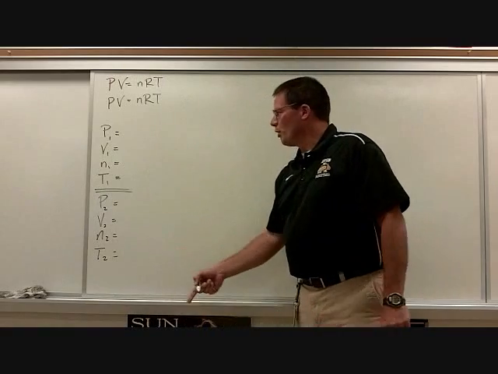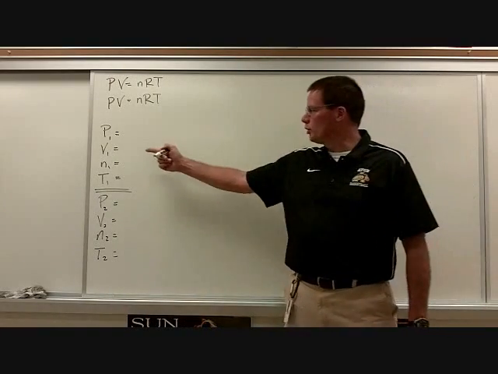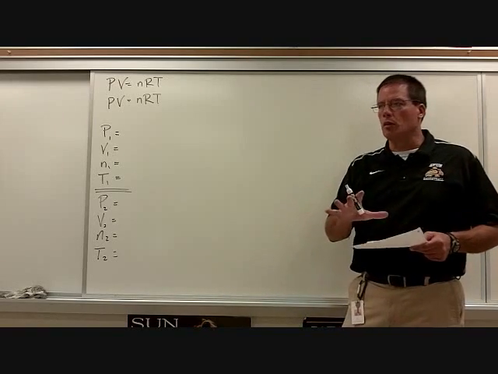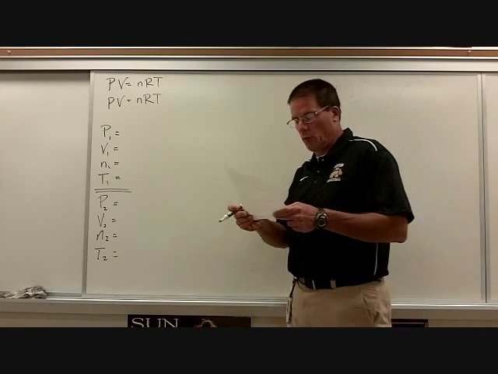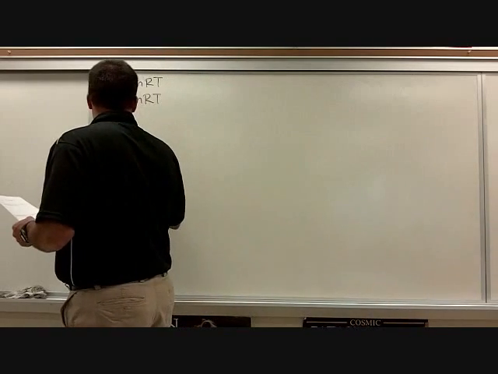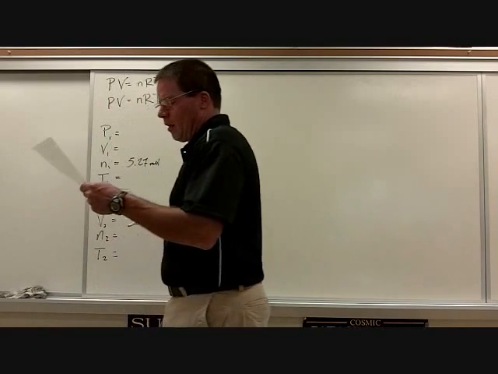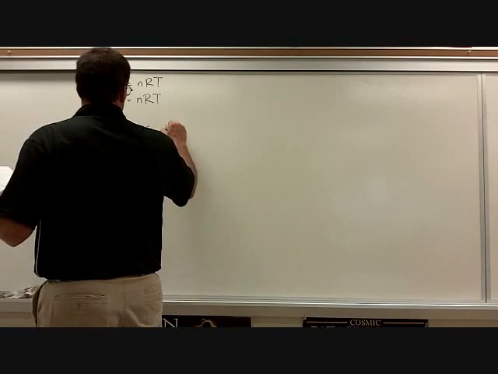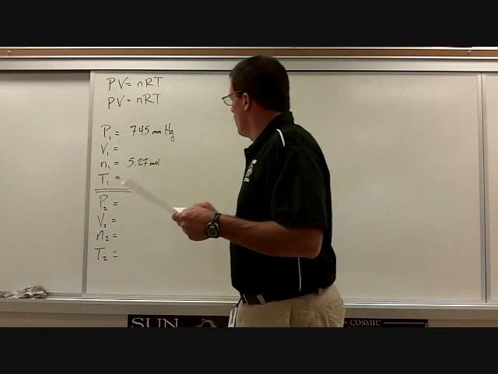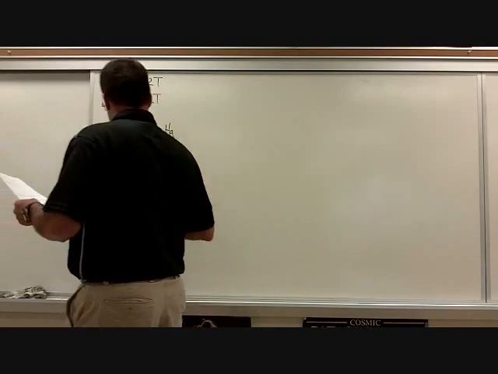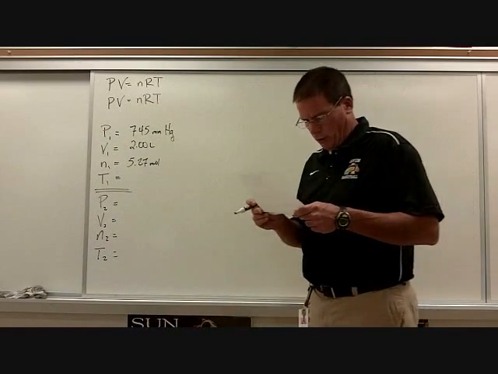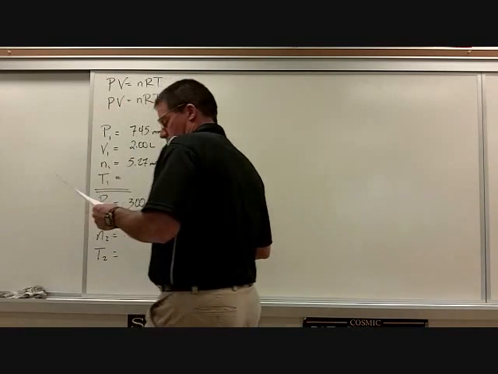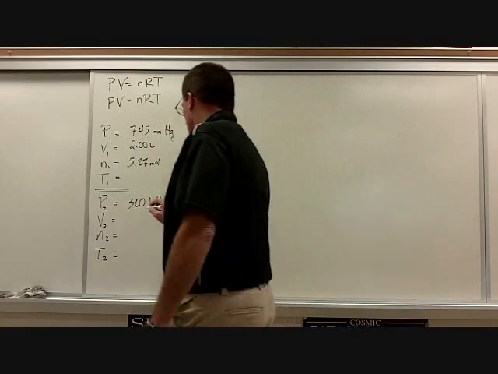So you can put your variables that we know. The 1s are the before, the 2s are the after. And I'll typically do that just because I want to make sure everybody understands what we're doing here. So I have 5.27 moles to start off with, at a pressure of 745 millimeters of mercury, at a volume of 2 liters. And then it's compressed to a new pressure of 300 kilopascals. And it wants to know what is the new volume.